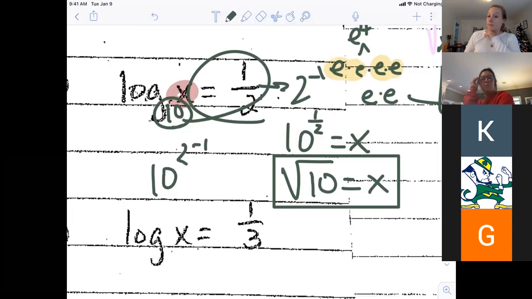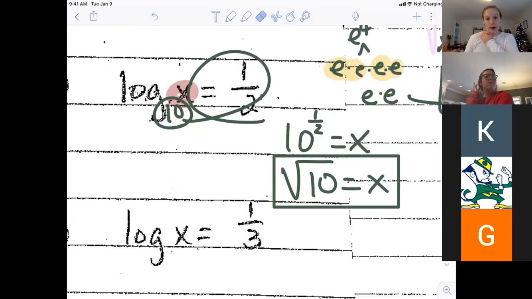Oh, wait, I see what it is. Never mind, I see what you did. That's a great point though, Ava. But since it's going to become our exponent, we'll leave it here.